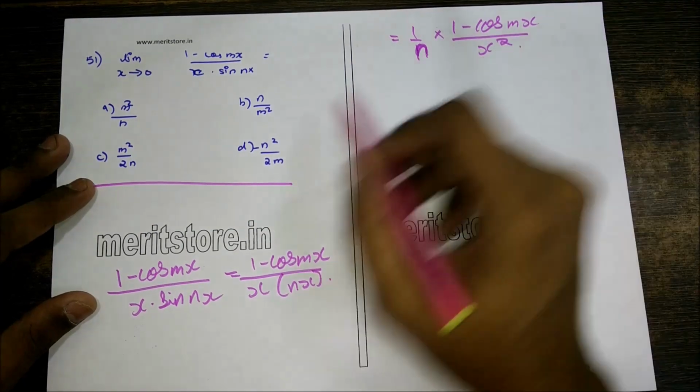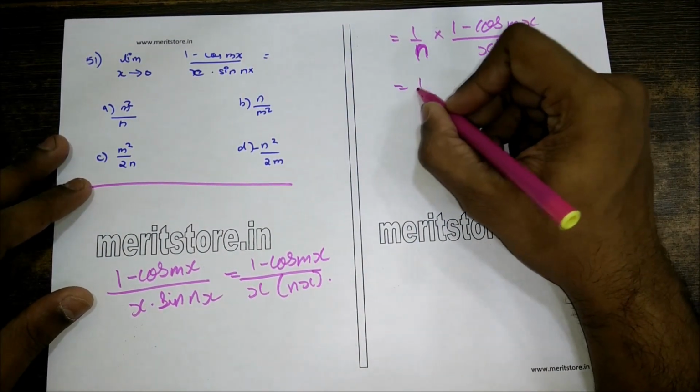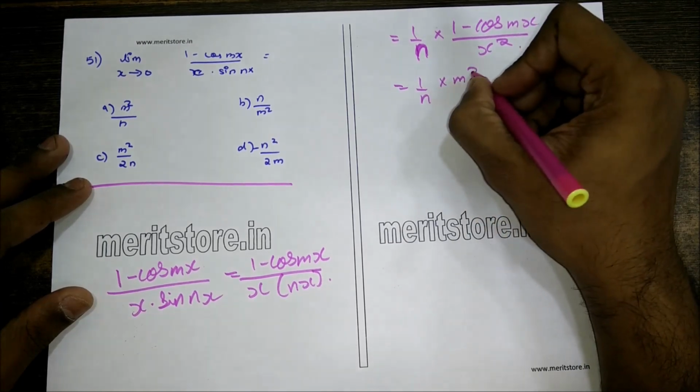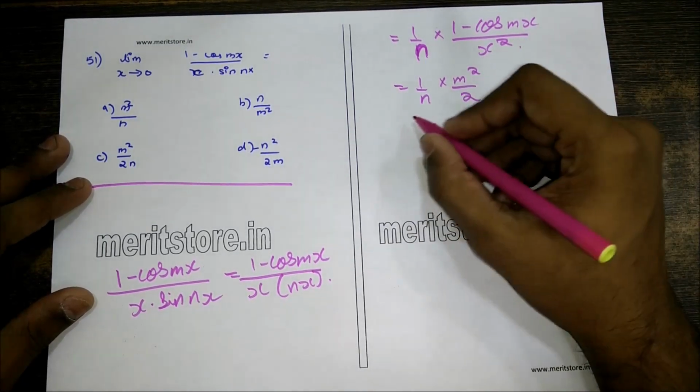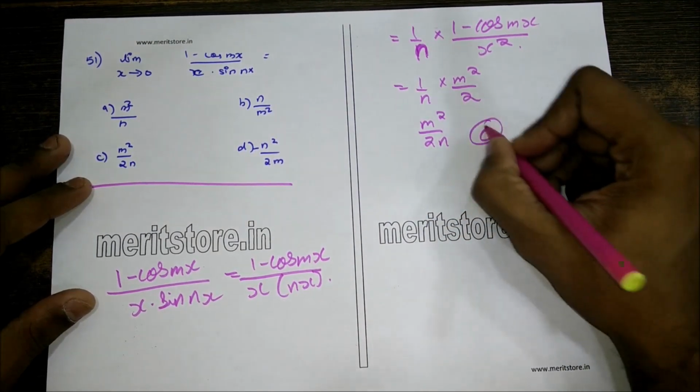Now we can use the limit of x tends to 0. That would give us 1 by n into m square by 2. That is m square by 2n, which is option C.